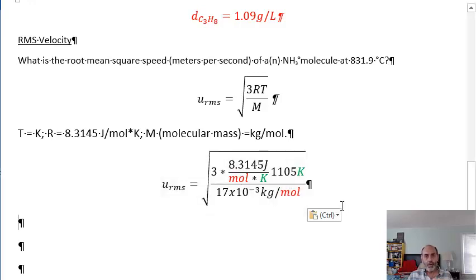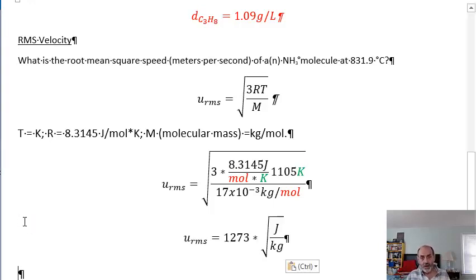there's moles in red, and you can see you have moles over moles, so those are going to cancel, and the Kelvin over Kelvin are going to cancel. So if you take the numbers and figure out what the result is, you'll get 1270, and then take the square root of it, you'll get 1273. Now, some units didn't cancel. The joules and the kilograms didn't cancel, so we have square root of joules over kilograms.